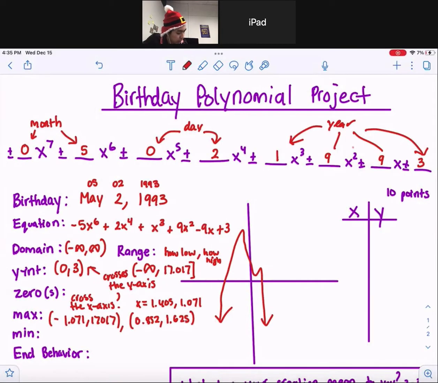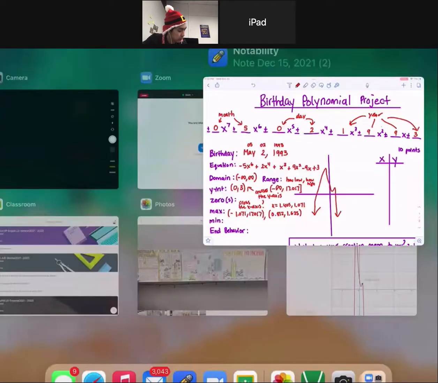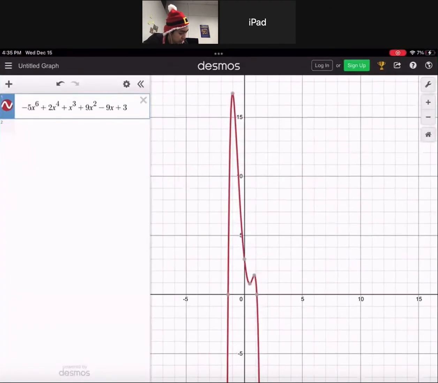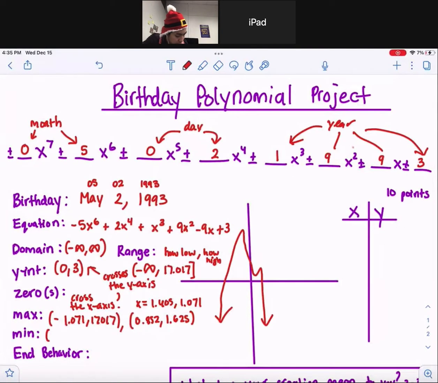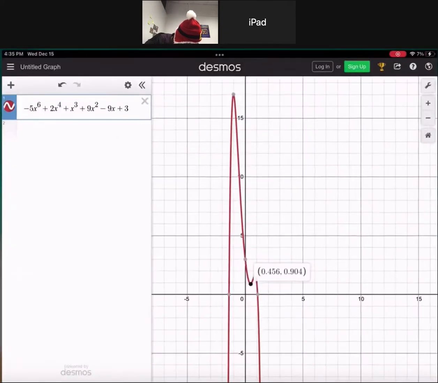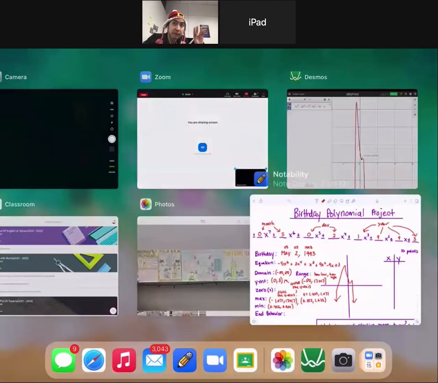And a minimum for me, you guys, is right there. That is one location. Now remember, some of you can have a minimum and some of you can have a maximum, but you guys also cannot have any. If you don't have any, then just write none. So a minimum for me, you guys, let's look back on Desmos. You find all of this on Desmos, you guys. 0.456 and 0.904. So 0.456 and 0.901, I believe. 9.904.